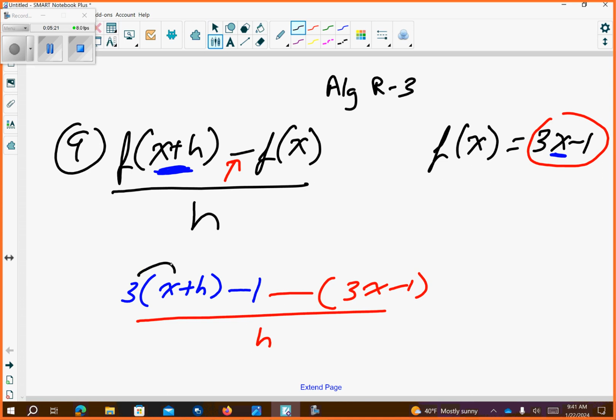All right. So here, this is going to give me 3x plus 3h. And then I get the minus 1. And then I'm going to distribute the negative over the parentheses here. So negative 3x plus 1.